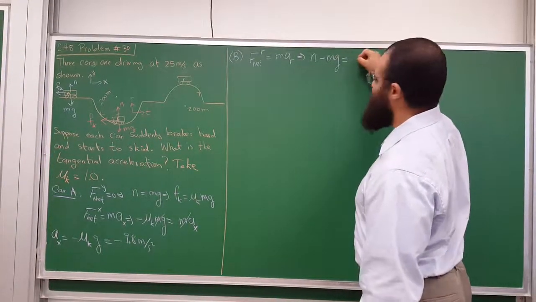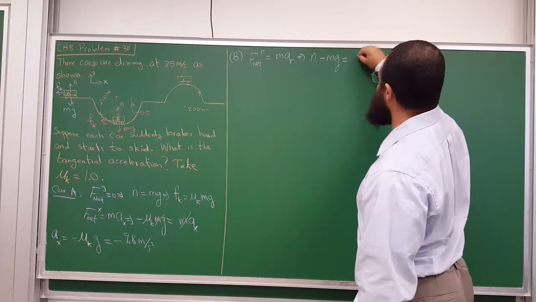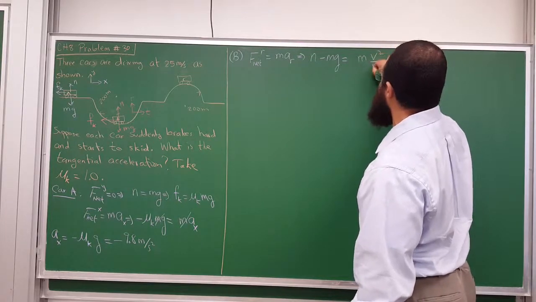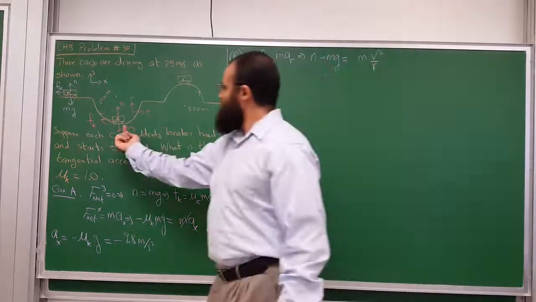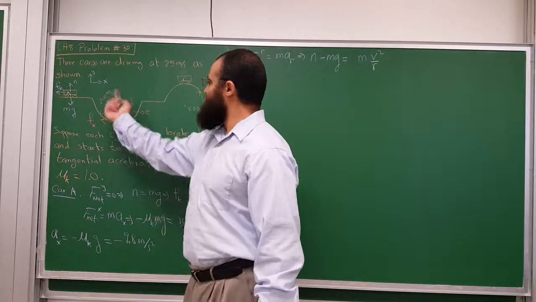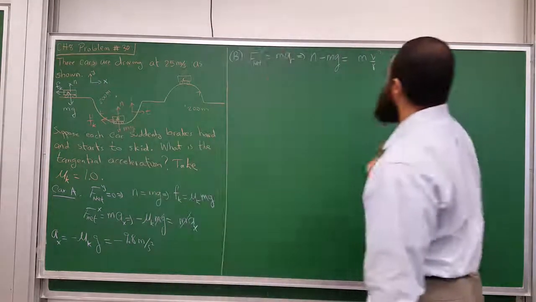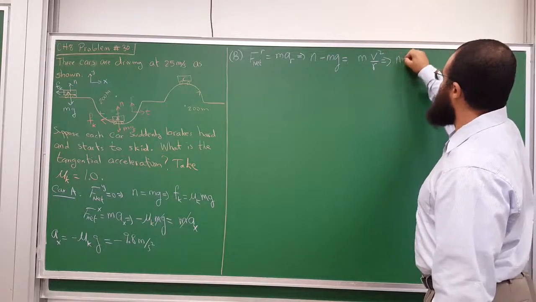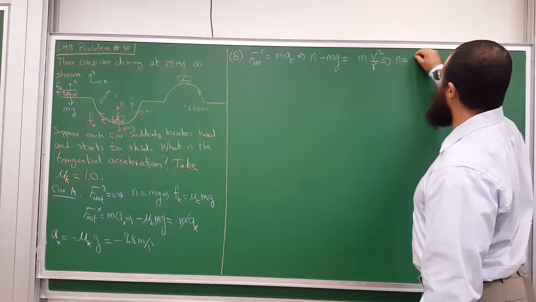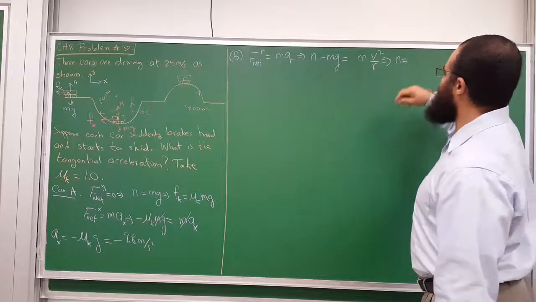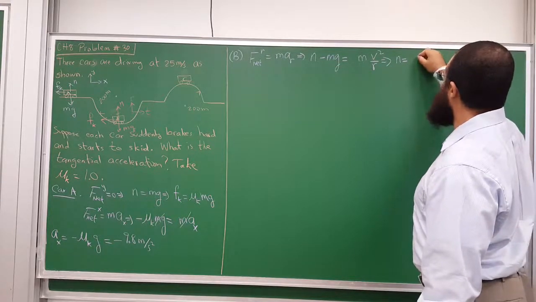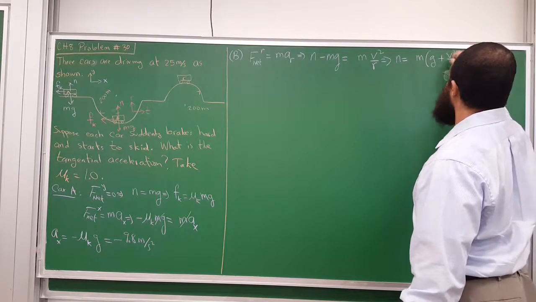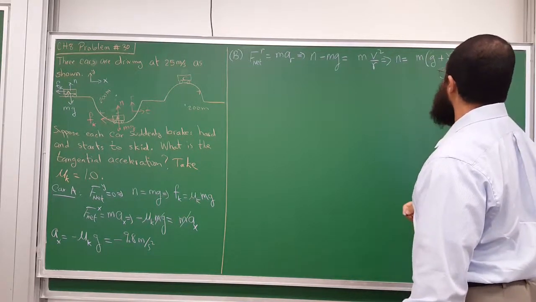And that has to equal the mass times acceleration in the radial direction. So the mass times the acceleration in the radial direction is mv squared over r. The radial direction is this way, so that's positive. And so we get that the normal force, therefore, will equal, you move the mg to the other side and factor the mass, so it would be the mass times g plus v squared divided by r. That's the normal force.